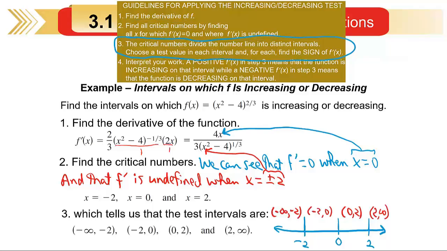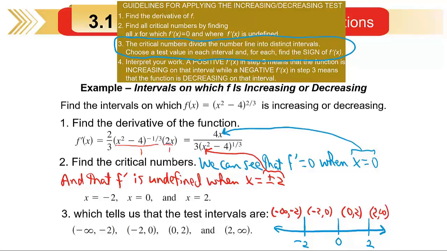That tells you that if you put -2, 0, and 2 on a number line from left to right, that breaks the number line into intervals. To the left of -2, that's minus infinity to -2, between -2 and 0, between 0 and 2, and then to the right of 2, which is 2 to infinity. So once you've got the critical numbers, you visually put them on the number line, and that breaks the number line into the intervals that you have to check.